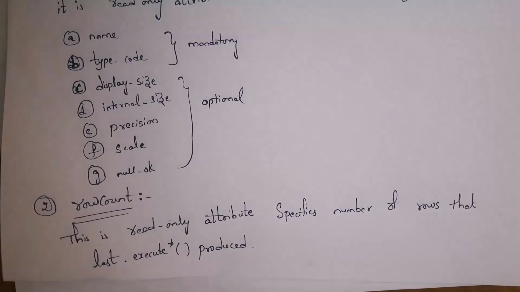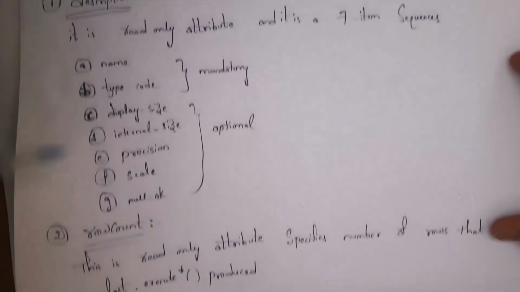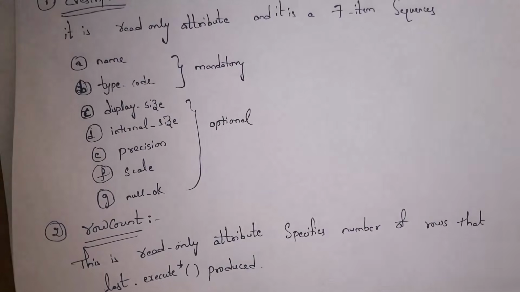optional. And next attribute is row count. This row count is read only attribute, that is nothing but by using this attribute, we can only read data, we cannot write data. This read-only attribute specifies number of rows that last execute method produce. How many rows that last execute method produce? We can identify that number of rows by using row count. Description and row count. These both are cursor object attributes.